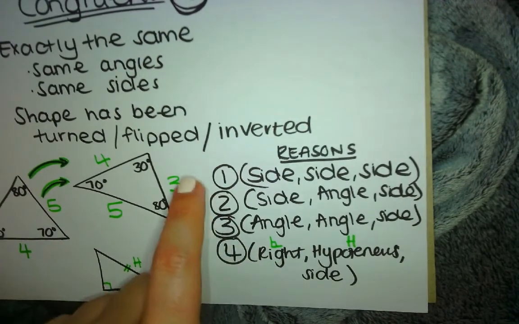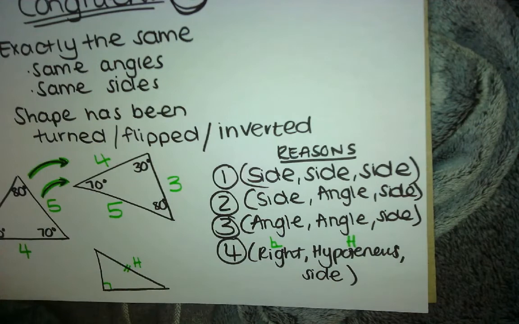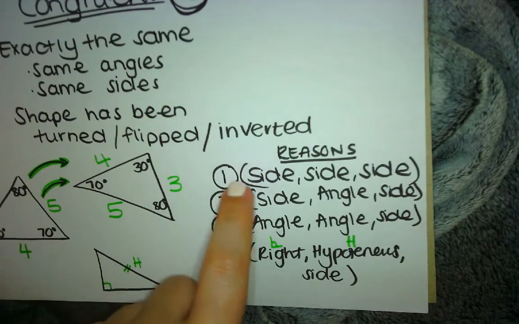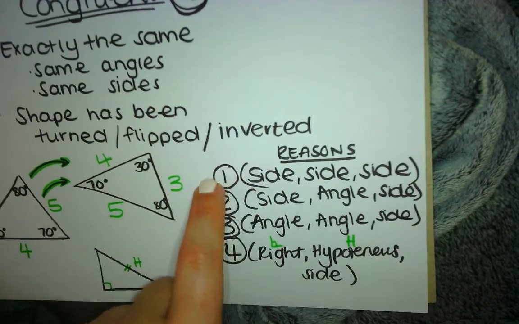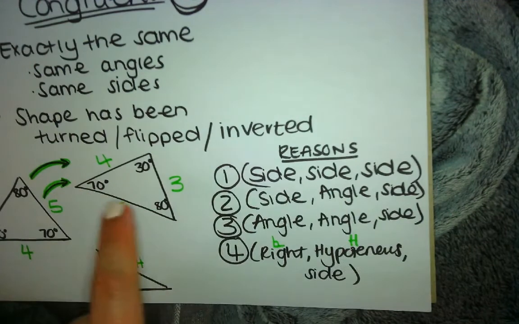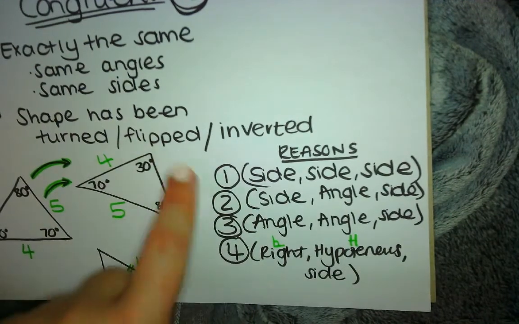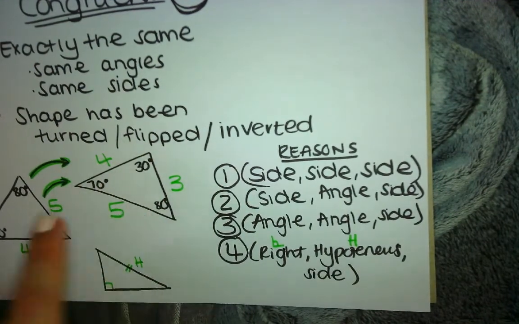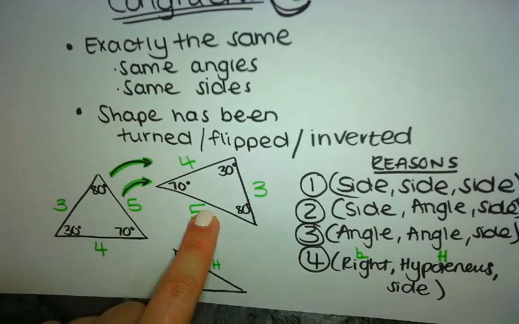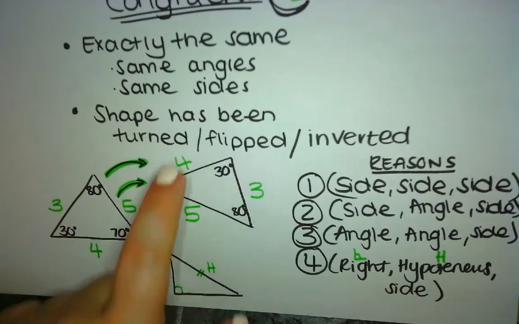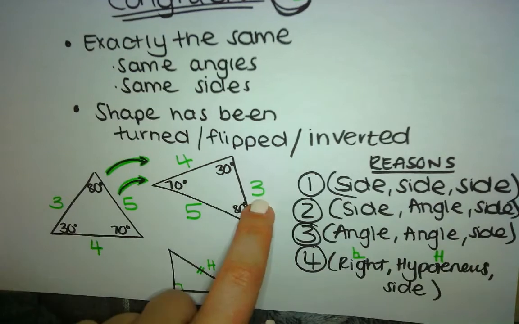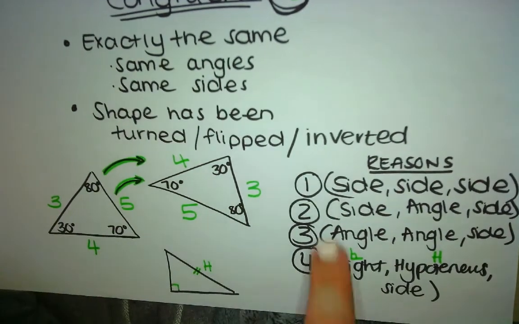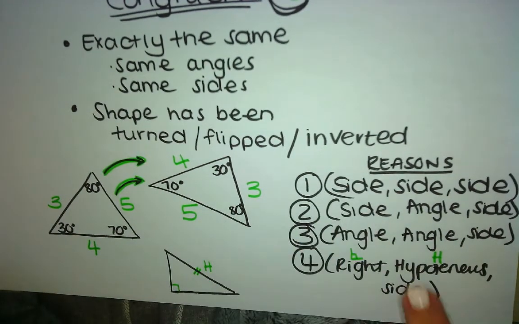So you can't have three angles the same. Why? Because that represents similarity. I hope you said that. Alright, so the first reason is side, side, side. So all the sides are the same. If you prove that this side is the same length as that side, and that side is the same length as that side, and the same length as that side, then it means that they are congruent to each other.